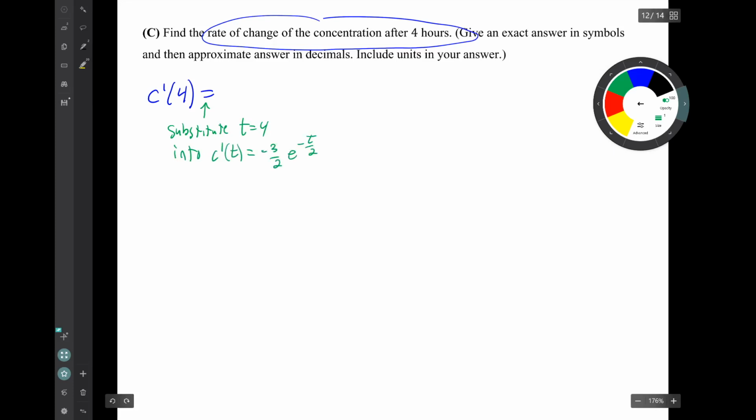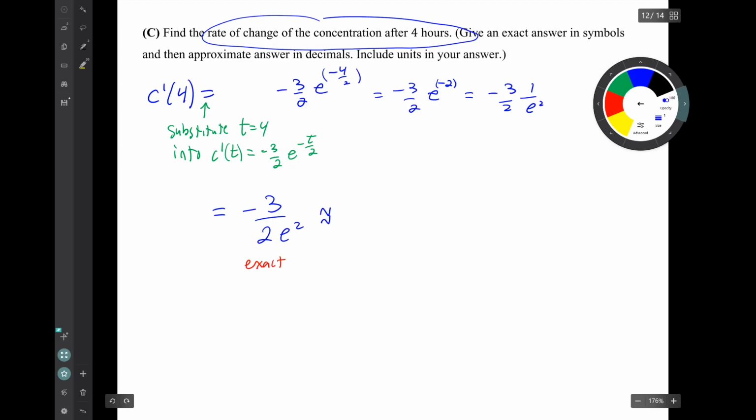So let's substitute in t equals 4. So there's our exact answer, and we're supposed to get an approximate answer as well. If we type this into a calculator, we find the following. So the result is approximately minus 0.20. Now remember, we were asked for rate of change of concentration, so we've got to give the correct units.